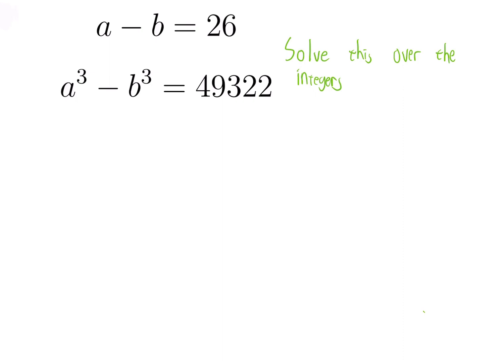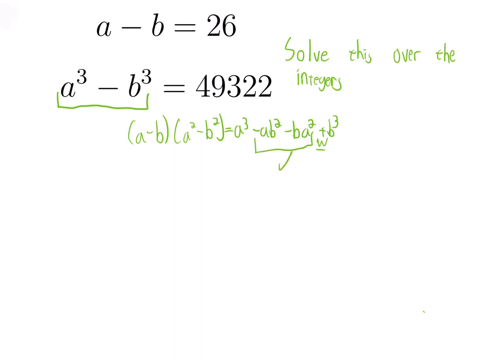Okay, so let's try to break down this a cubed minus b cubed. So let's try to factorize that. A nice guess would be a minus b times a squared minus b squared. But if we factorize this, we'll get a cubed minus ab squared minus ba squared plus b cubed. So quickly, we notice some problems. This is supposed to be a negative, and we're not supposed to have these terms.